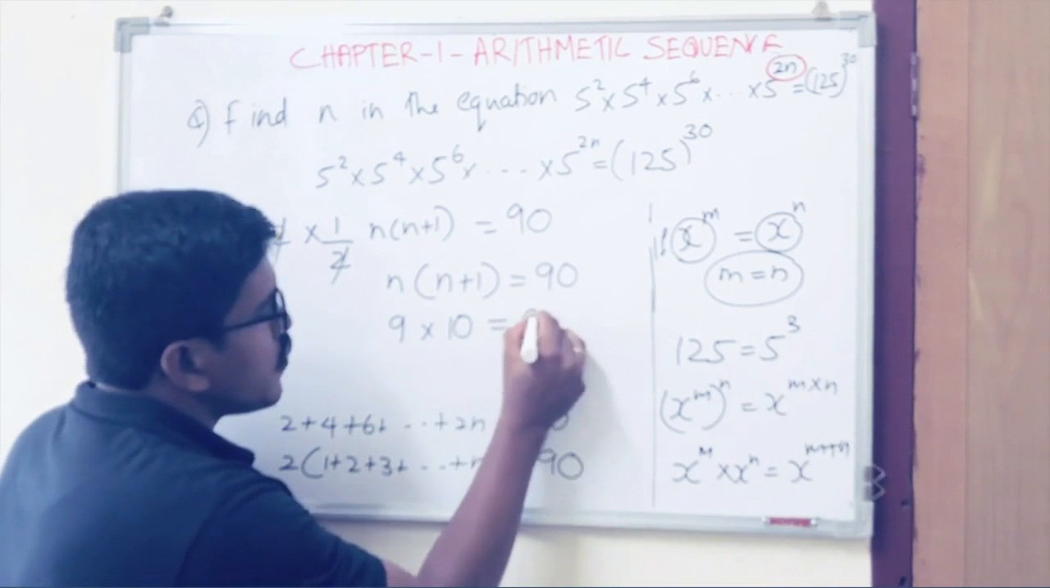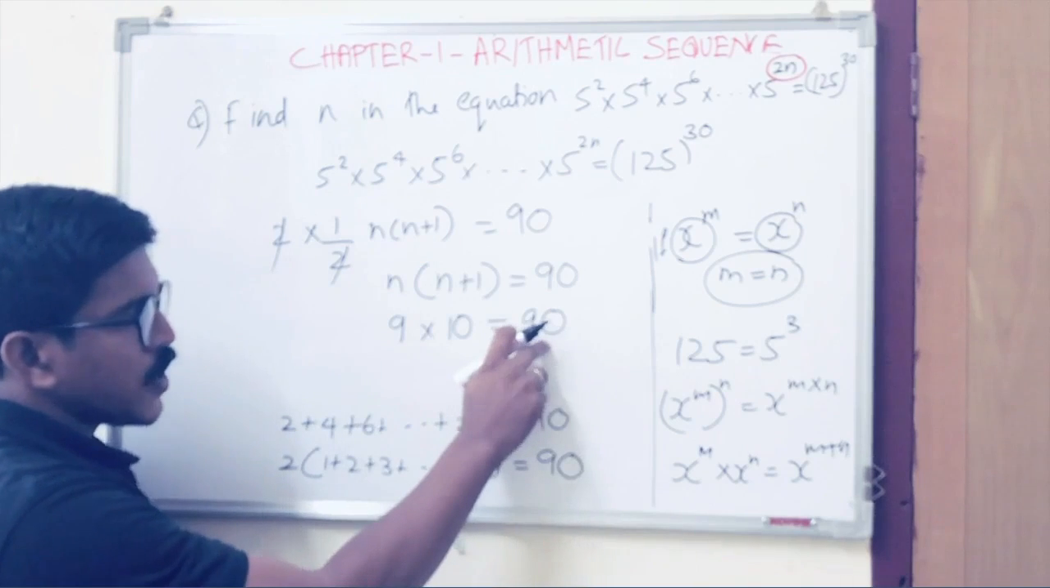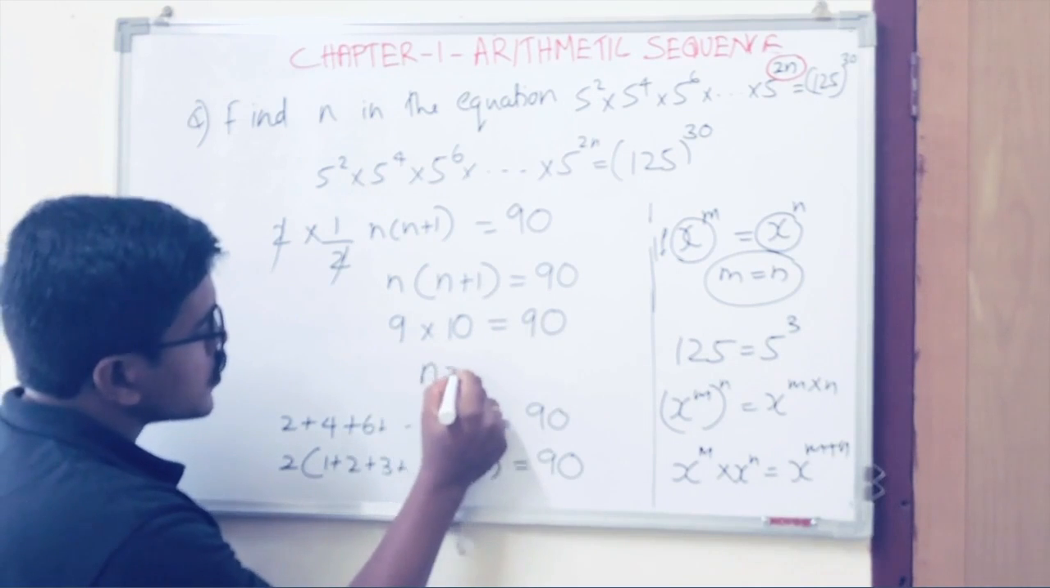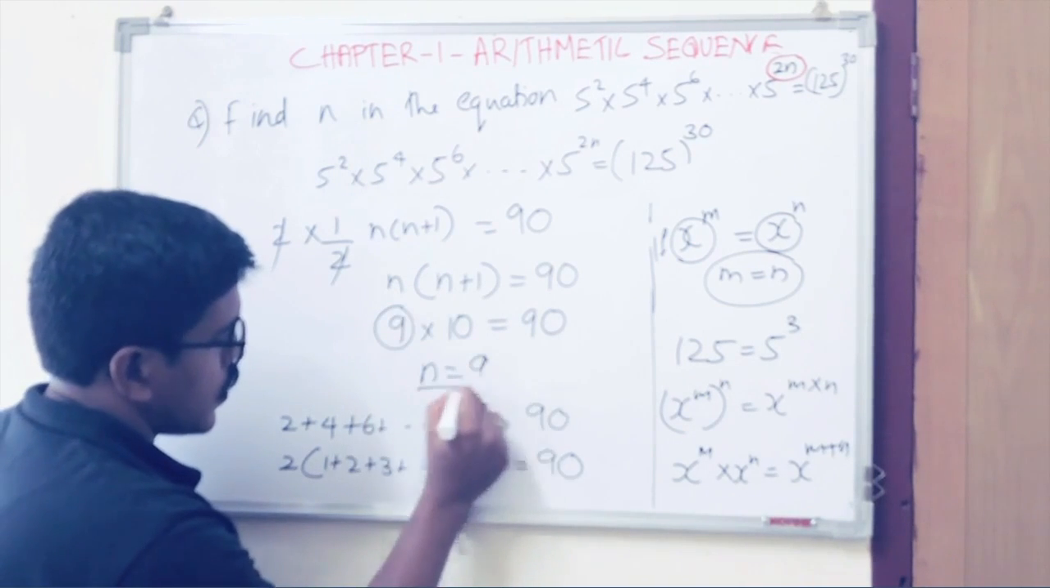Okay? Then only we get the answer as 90. So clearly we can say that here n is equal to 9.